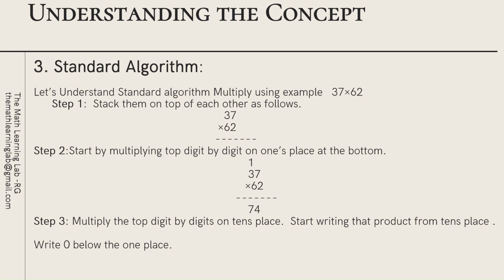Multiply the top number by the digit in the tens place at the bottom. So it's my turn to multiply 37 times 6. Another step, start writing down that product from the tens place. Write 0 below the ones place. We also know this as a placeholder.